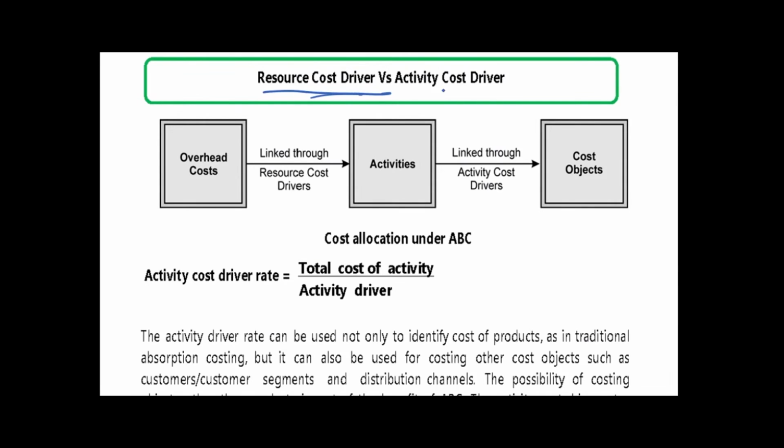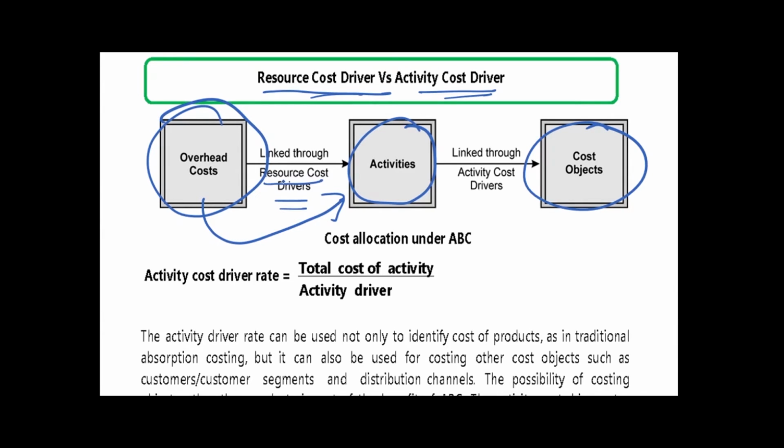Now we will study resource cost driver and activity cost driver. When overhead occurs, there are various activities and cost offsets. For making a relation between overhead cost and activities, we will need resource cost drivers. What are resource cost drivers? They are basically the resources required for a certain cost of an activity.